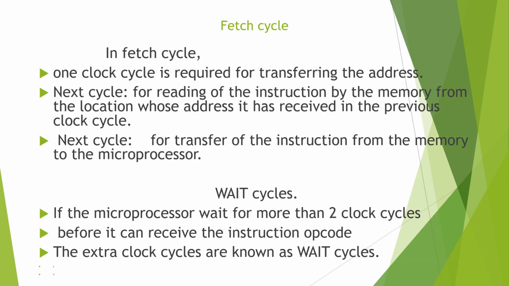In the fetch cycle, one clock cycle is required for transferring the address. In the next clock cycle, the memory reads the instruction from the location whose address it had received in the previous clock cycle. And in the third cycle, the instruction from the memory is transferred to the microprocessor. If the microprocessor waits for more than 2 clock cycles before it receives the instruction opcode, then these extra cycles are known as wait cycles.